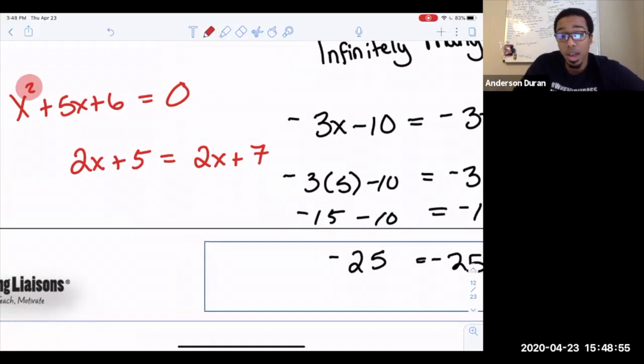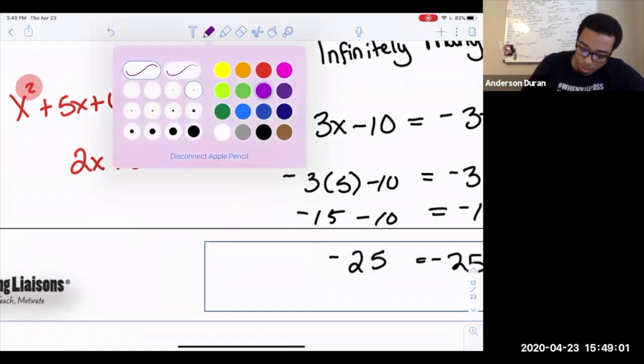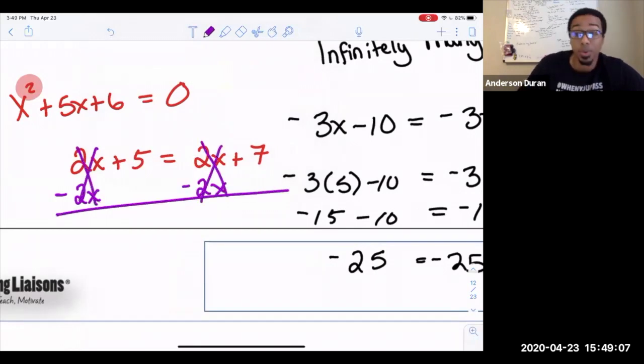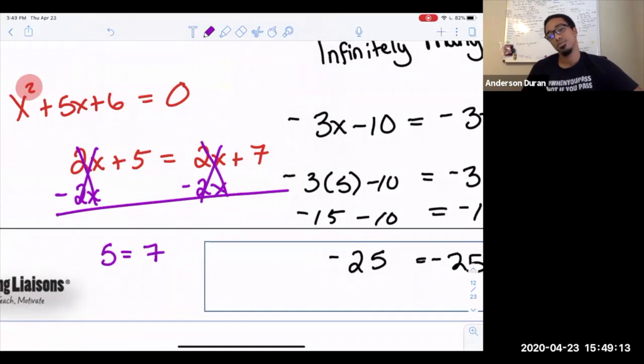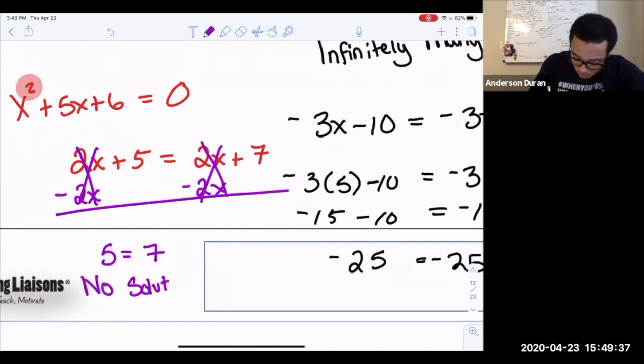Well, let's go ahead and subtract the 2x from both sides, because it's going to reveal exactly what we should be looking at. So I'll use purple here. Minus 2x, minus 2x. If I do that, I eliminate that on the left and right sides, allowing me to see that 5 equals what? Everybody, does 5 ever equal 7? Absolutely not. 5 will never be equal to 7. 5 is 5, 7 is 7. They are never equal to each other. So there are no solutions here.